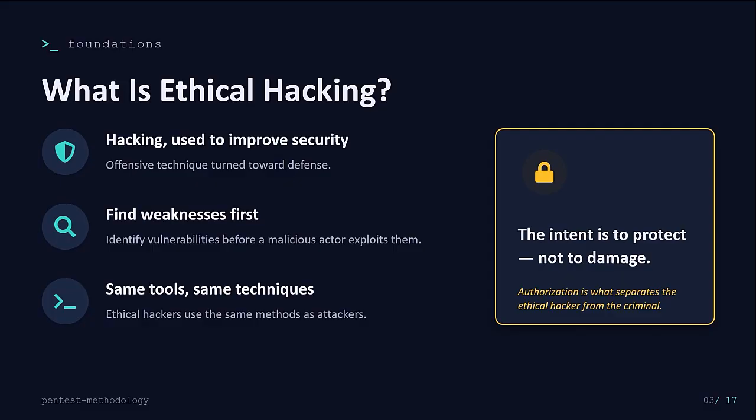So if the tools are identical, what makes you different from the criminal? Two things. The intent. You're there to protect, not to damage. And authorization. You have explicit permission to test. That permission is the line. Cross it, and you're not an ethical hacker anymore, no matter how good your intentions were. Keep that front of mind for the rest of this course.